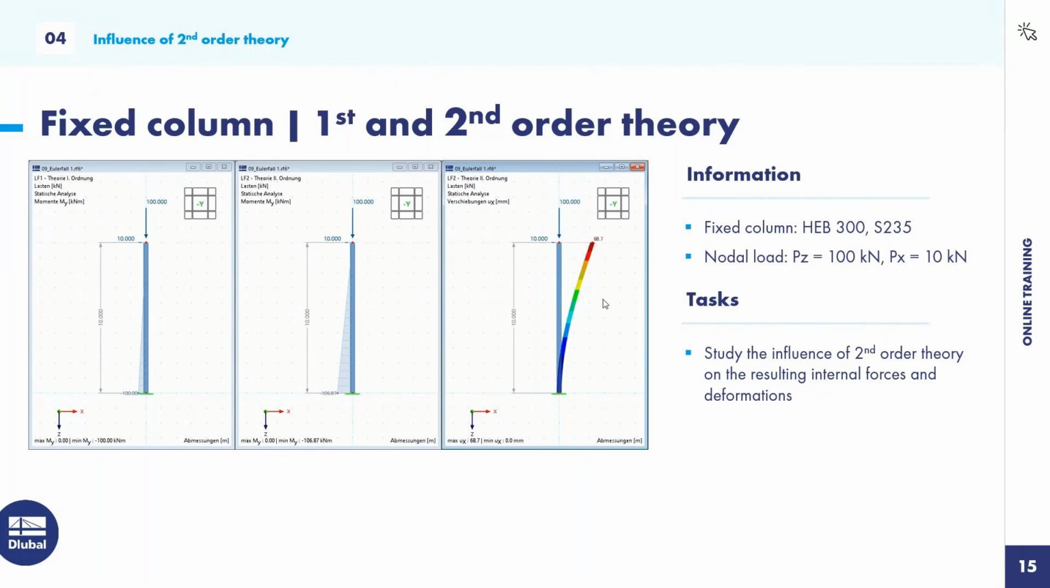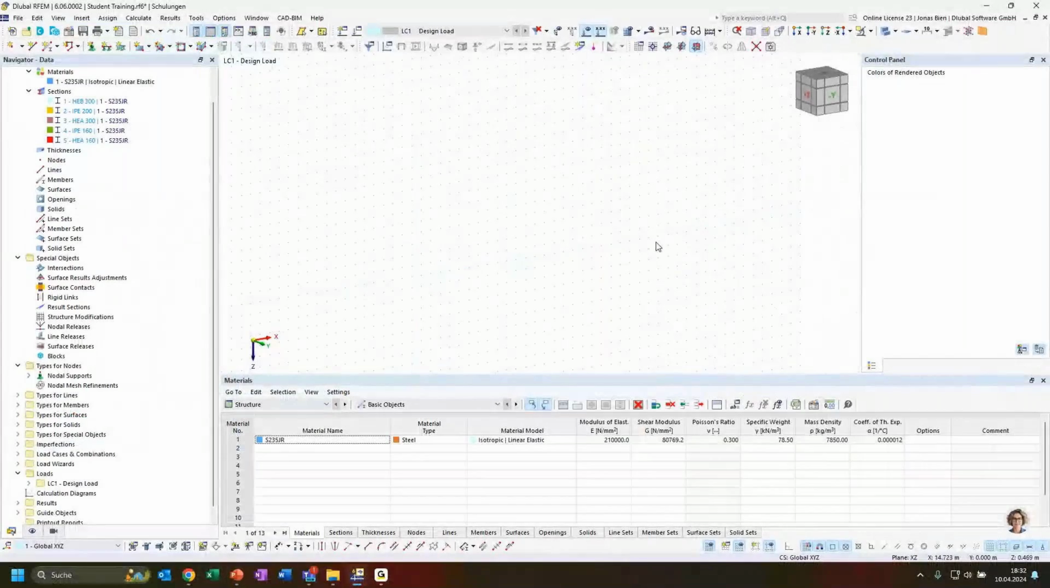As an example, we want to investigate a fixed column, a 10-meter column with a steel section HEB 300 again, with a vertical load of 100 kilonewton at the column end and a horizontal load of 10 kilonewtons also at the column end. In the first step, we want to explore the differences between the first order and second order theory. All right, so let's model this column.